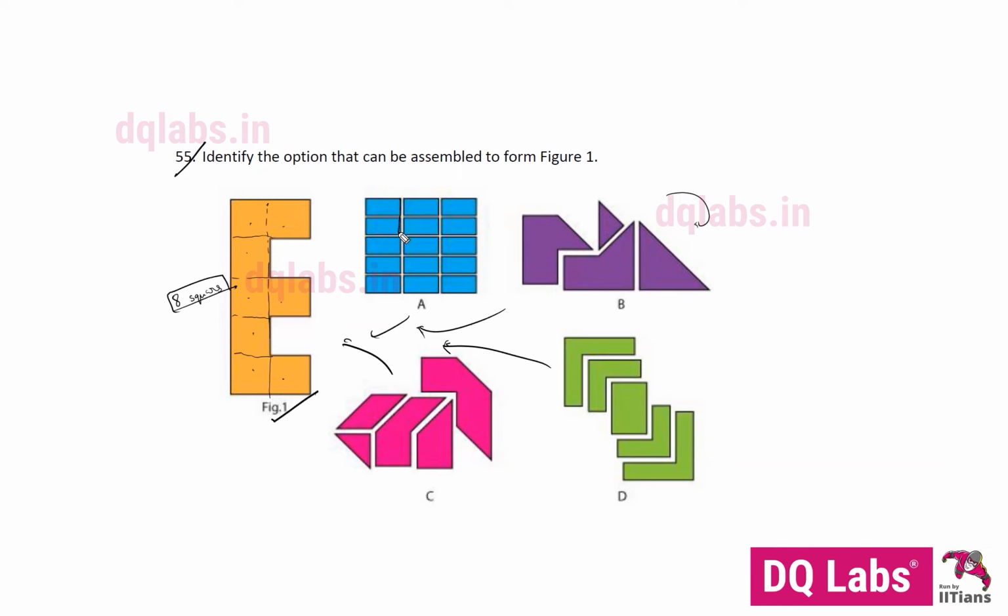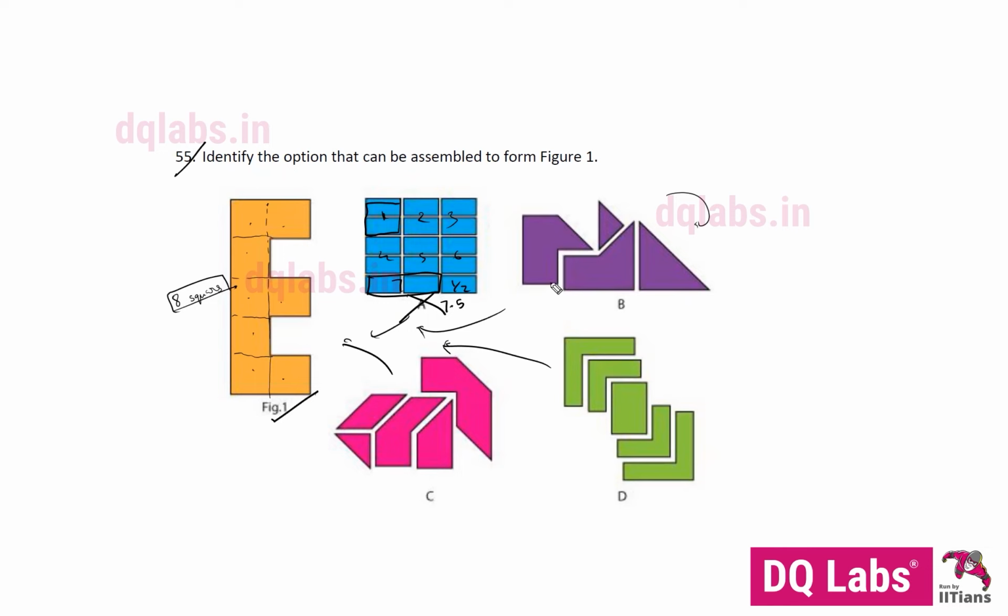And if you take a look at it, joining any two would make a square. So this is 1, 2, 3, 4, 5, and 6. This is the 7th one, and there is a half. So this option A constitutes 7.5 squares, which is not sufficient to make figure 1. So A is eliminated.